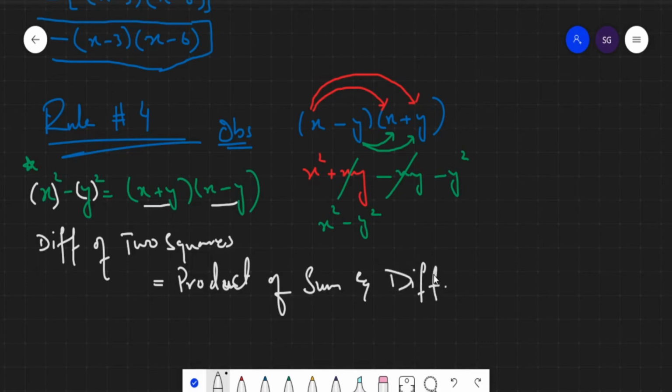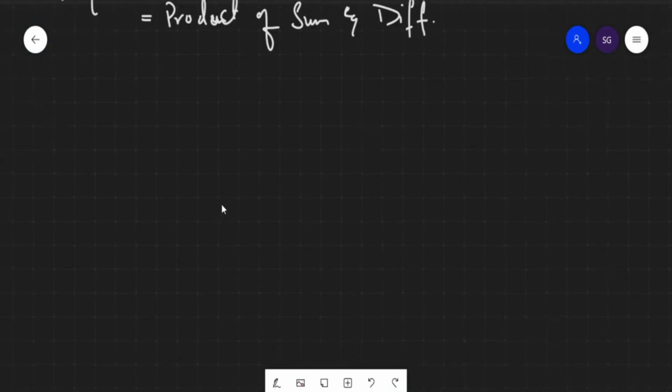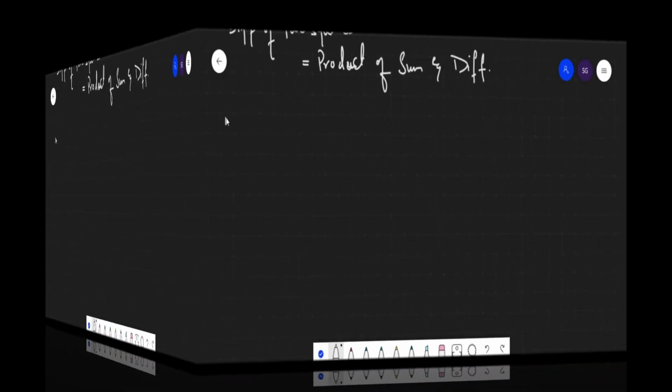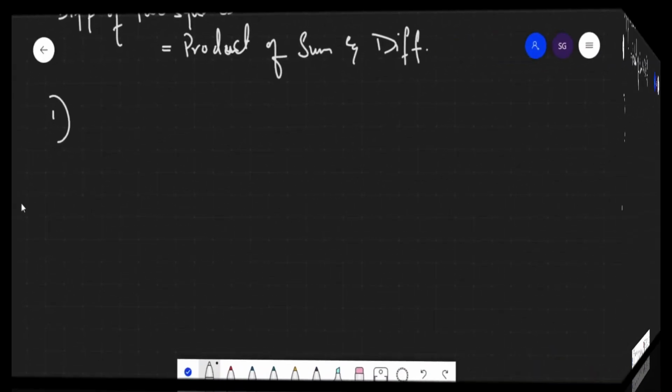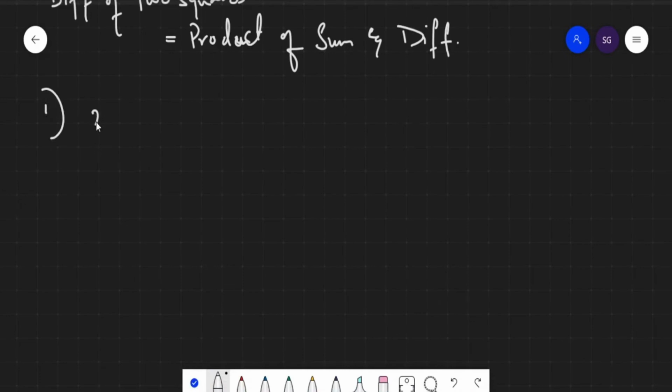Right, so keep that in mind, and let's move on to our next example. That's the first example for our rule number 4. So the first example is x squared minus 4. That's quite an easy example to understand. So our job is, I'll write the identity here, x squared minus y squared is equal to x plus y and x minus y.